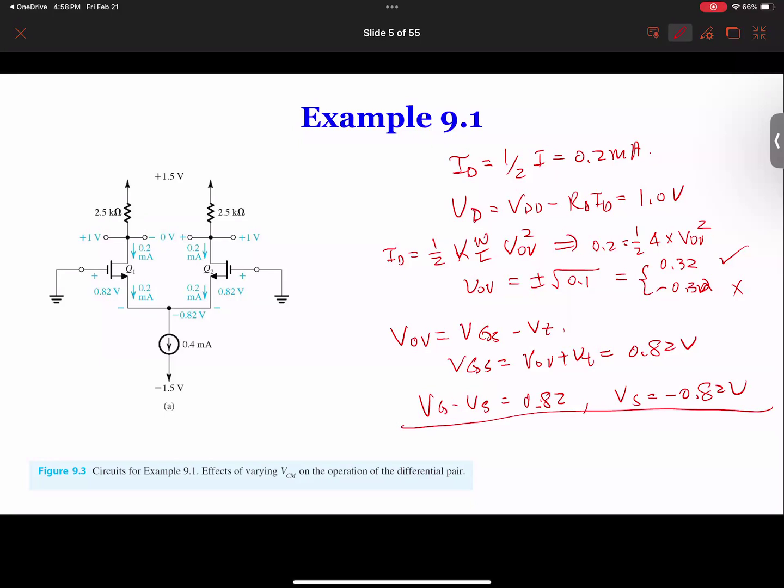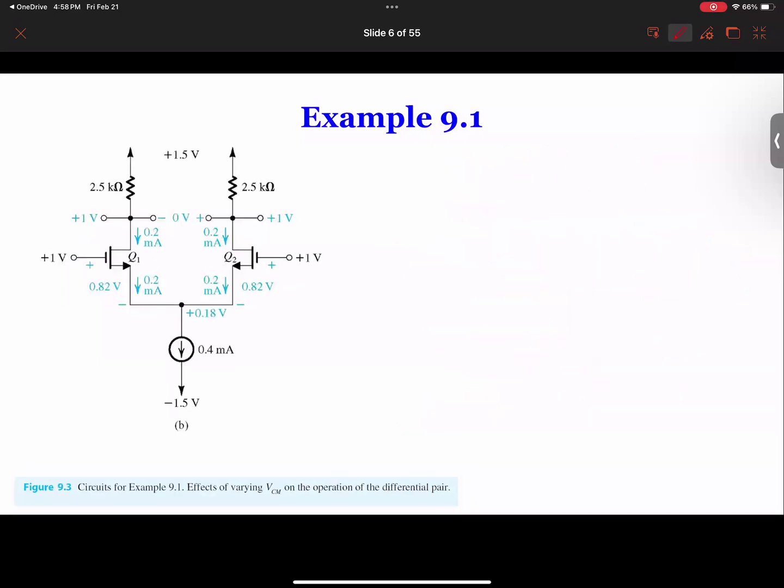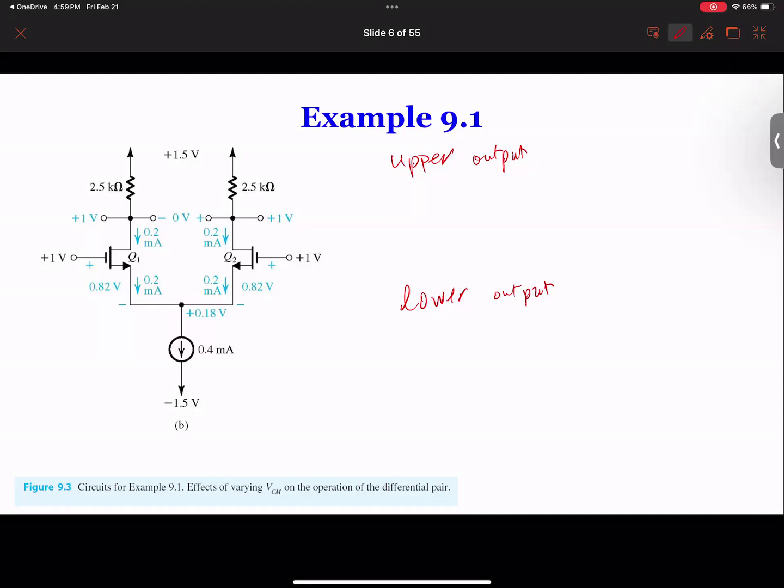The next part is we're going to look at how to find the upper limit and the lower limit. A little bit ahead of myself, this tells you: if this is not 0 but this is 1, what happens? Basically everything's the same, because this is 0.82, the current doesn't change and VGS doesn't change. The only thing that changes is the voltage over here, and this voltage doesn't change.